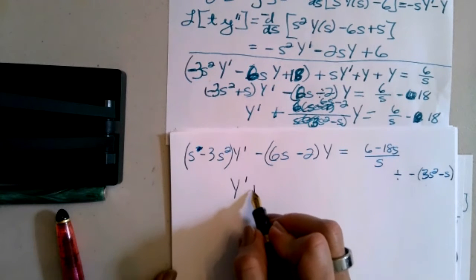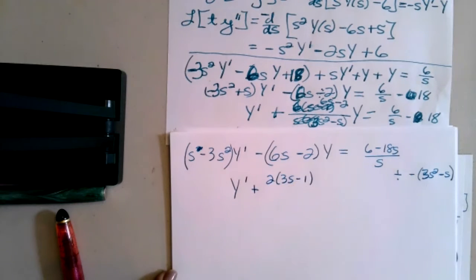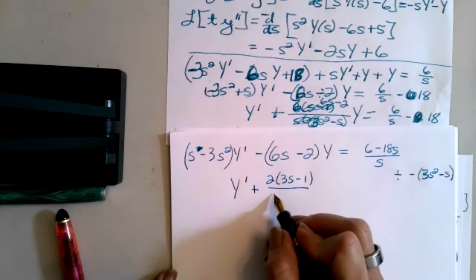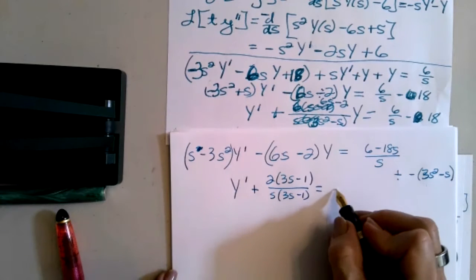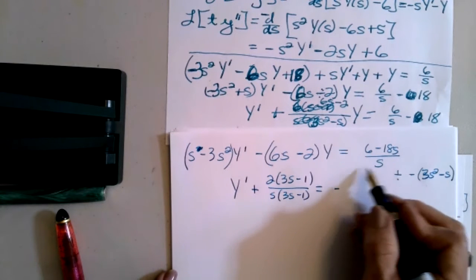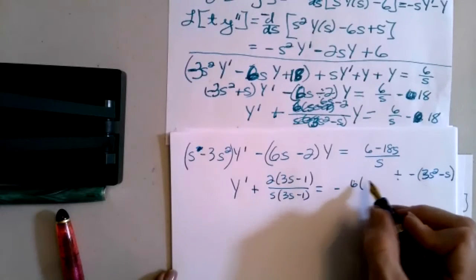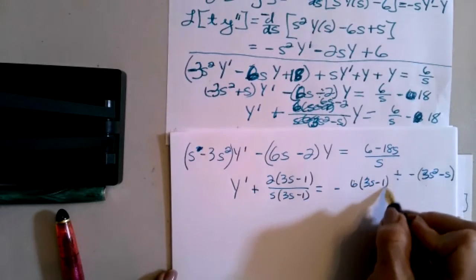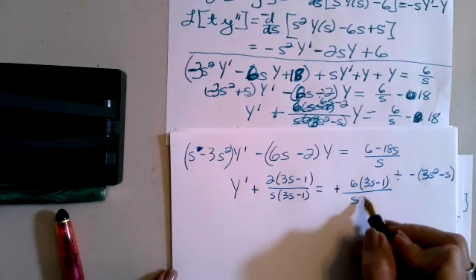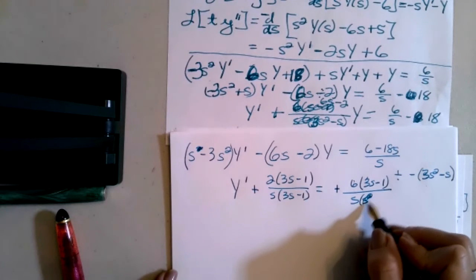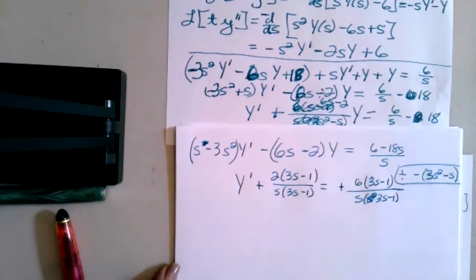The minus and the minus will give me a plus. That is a 2 times 3s minus 1, and then this is an s times 3s minus 1. I'm dividing by a minus, so this gives me a minus, and factoring out a 6 here. I'm factoring out a minus, this gives me 3s minus 1. I'm dividing by a minus, that'll make it a plus. And then I have s times s, 3s minus 1. So you get a lot of cancellations.